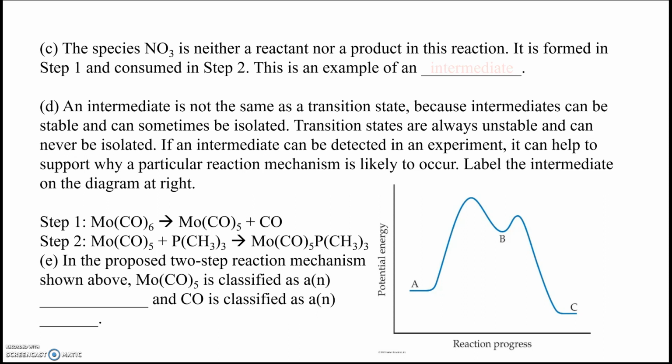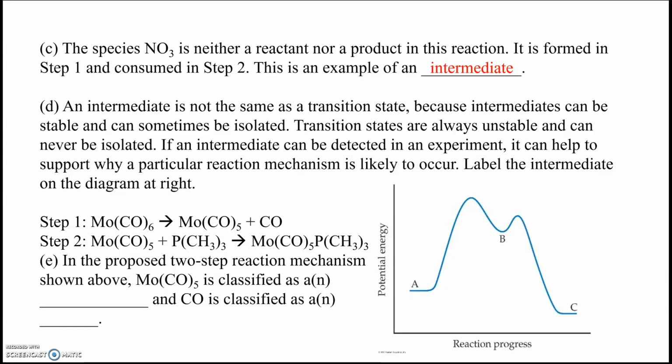And this is an example of an intermediate. An intermediate is not the same as a transition state, because intermediates can be stable and sometimes they can even be isolated, whereas transition states are always unstable and can't ever be isolated. If an intermediate can be detected, it can help to support why a particular reaction mechanism is likely to occur.